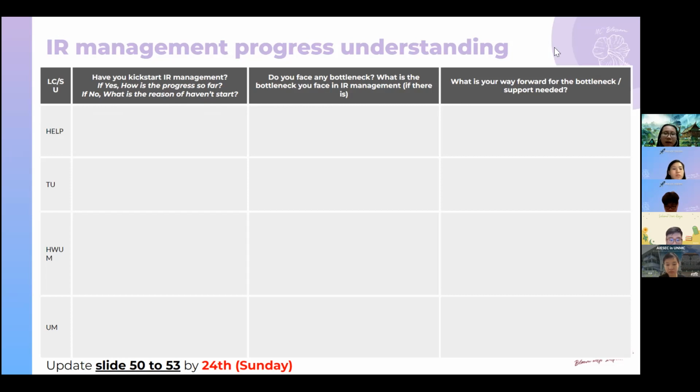So, if there is any, and also what is your way forward for the bottleneck or even the support needed? So you can actually put down very clearly, so I can go through it later on and also understand a bit how is the management of IR progress in your LC and also what kind of support that you will need.